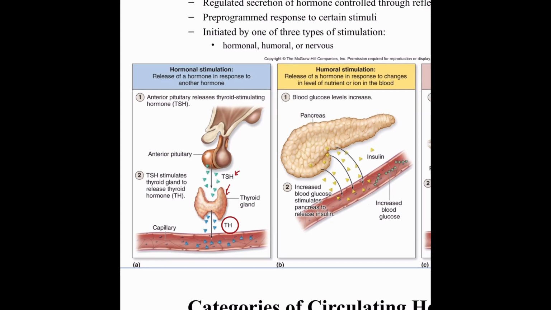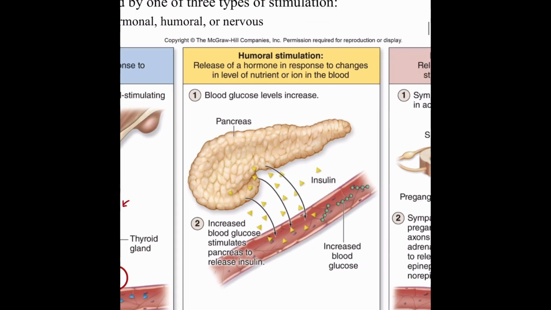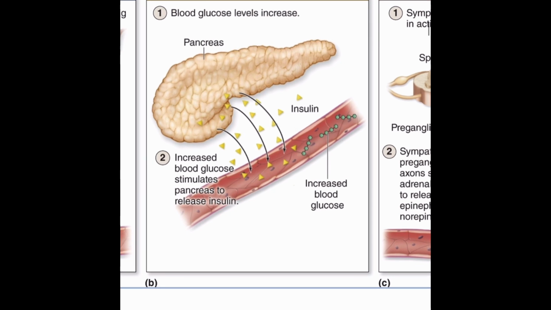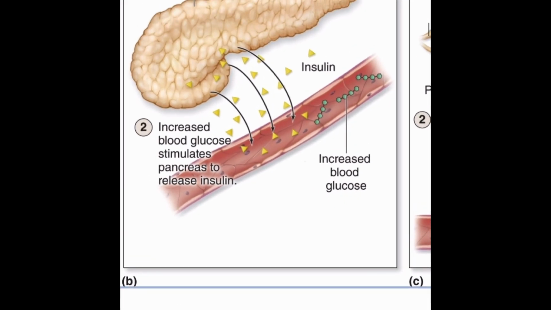Humoral stimulation is based on the concentration of either hormones or nutrients in the blood. So your pancreas notices that glucose levels are increasing, therefore it will release insulin, right? Insulin is going to help capture some of this glucose and turn it into glycogen stores. No, glycogen, and glucagon releases glycogen to have glucose in the body. And this will help store glucose.